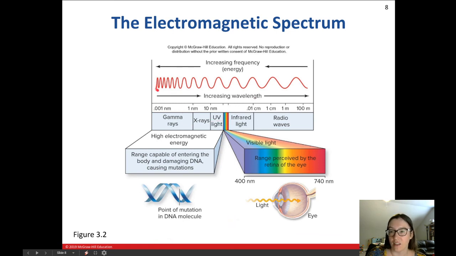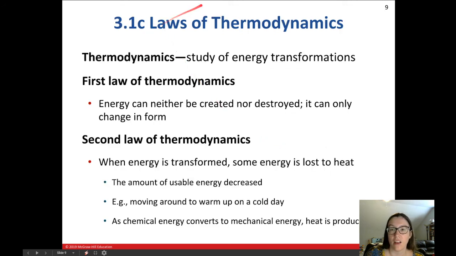And we can see here a little bit of information about the electromagnetic spectrum. We have some visible light that the retina can perceive here. And then we've got this area: UV light, X-rays and gamma rays. These are the high energy rays, and they can cause mutations in our DNA. And radio waves are lower energy out there. We won't talk too much about the electromagnetic spectrum.